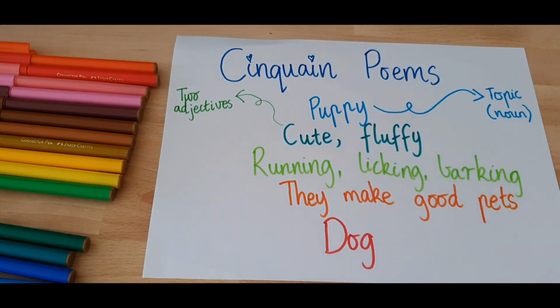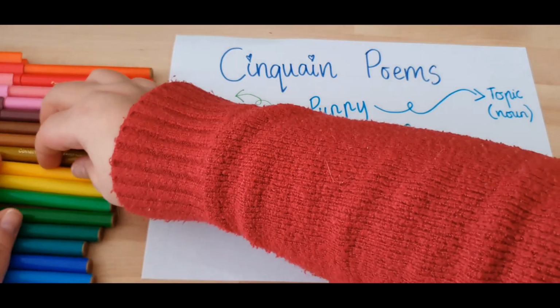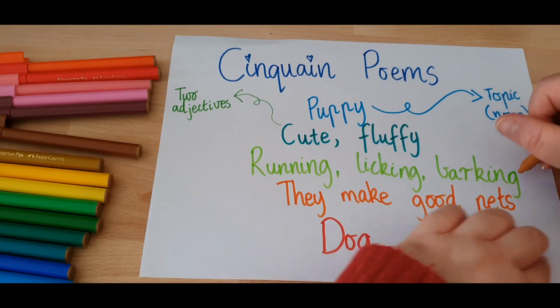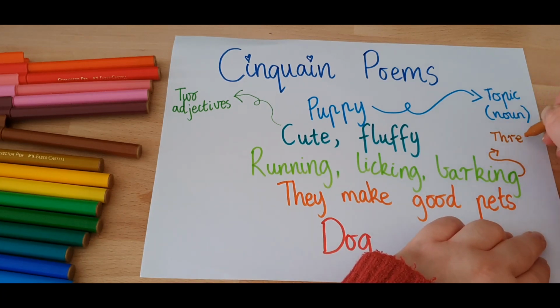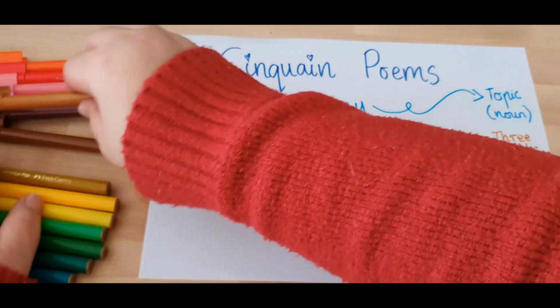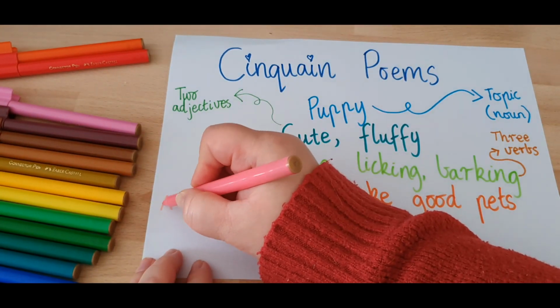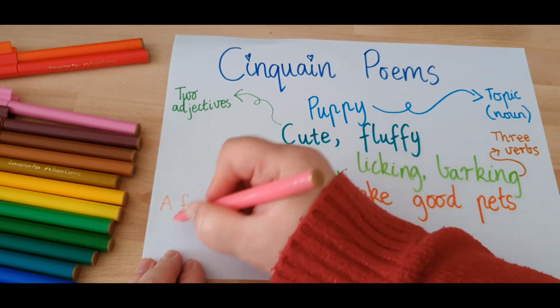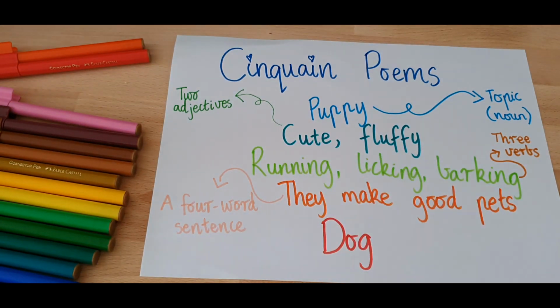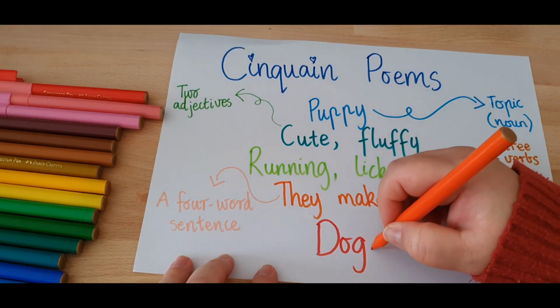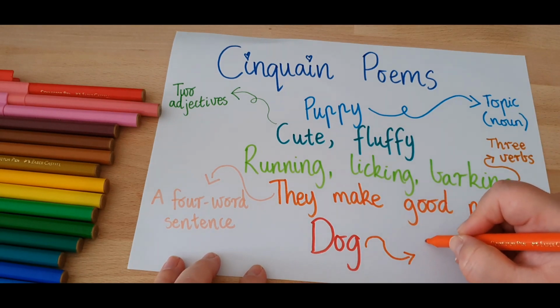In the third line, you have 3 verbs, and verbs are doing words, so they have to have ing on the end. They are 3 things that your topic does. In the fourth line, you have a 4-word sentence to describe your topic. And the fifth line is just a synonym or another word for your topic.